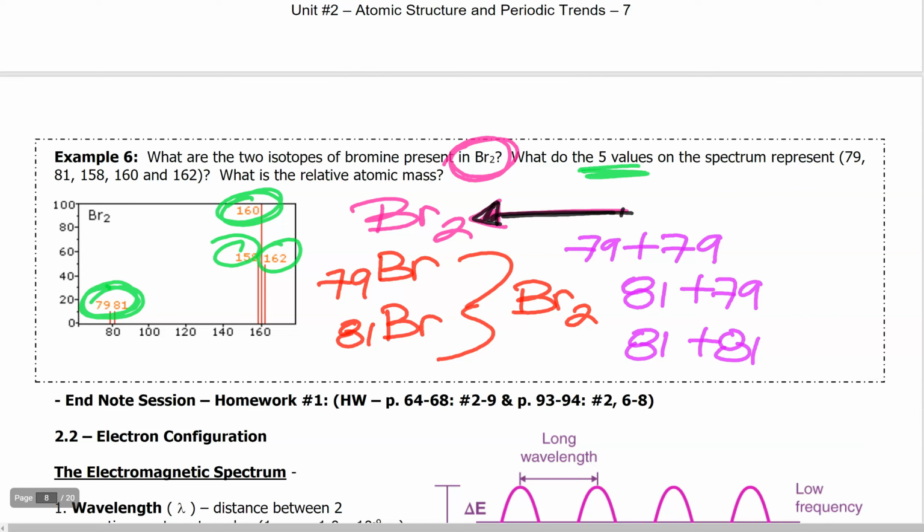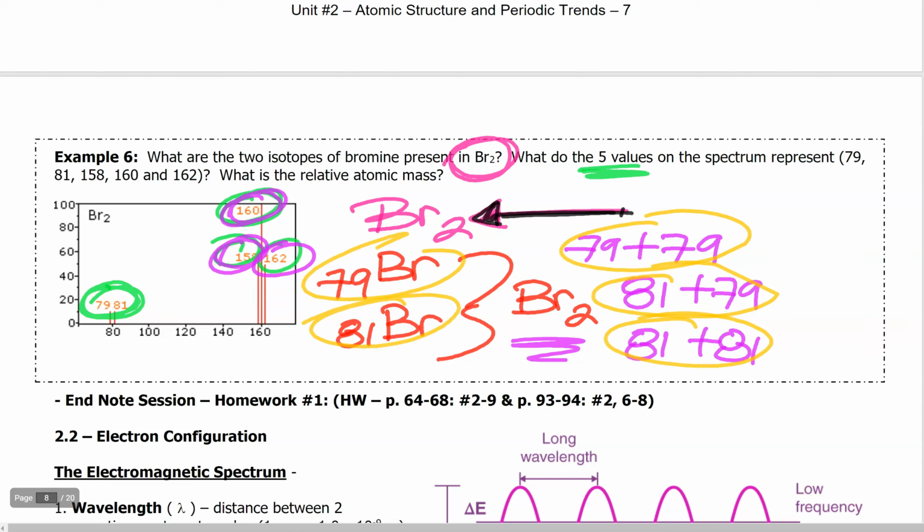So 79 and 79 is going to give you the 158, 81 and 79, 160, but if they're both big, it's 162. So you have the diatomic bromines, 3 of them, 1, 2, and 3, and then you have the 2 monatomic or non-diatomic bromines. And that's what all the values are. So what is the relative atomic mass? Well, you could just take the 79 and the 81, and you could look at the peaks they gave us, and we could come up with an answer.